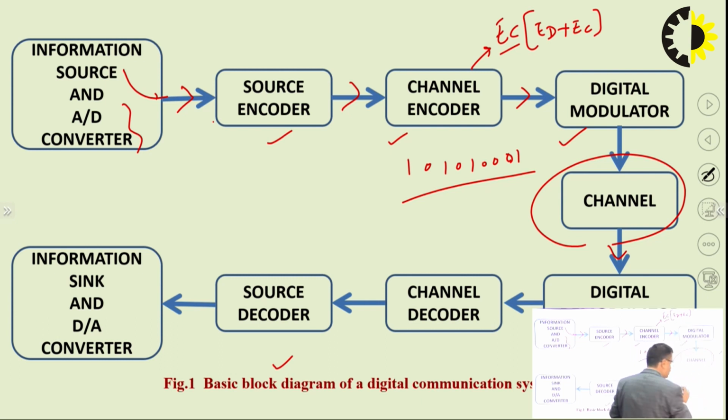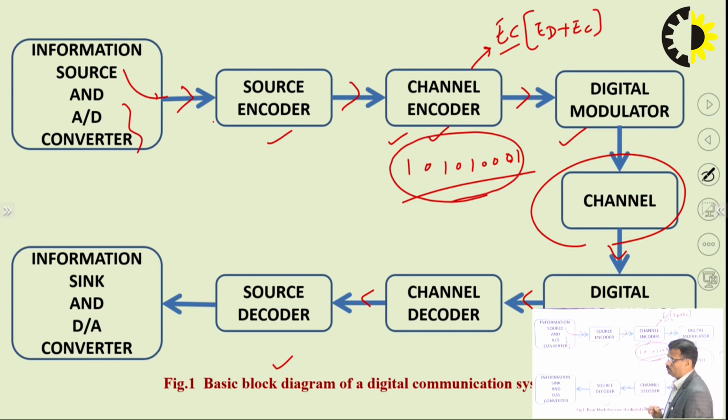Now, we are at the receiver side. At the receiver side, we know a digital demodulator will be there. So, the digital demodulator demodulates your data and this data will go to the channel decoder. The channel encoder at the transmitter side performs the operation of error controlling task in digital. Error controlling means what? If your digital data is 1001, and you are getting 1 instead of 0 or 0 instead of 1, then your data will be wrong.